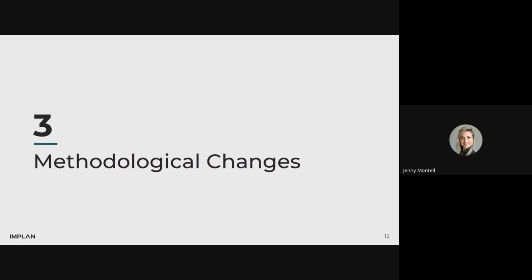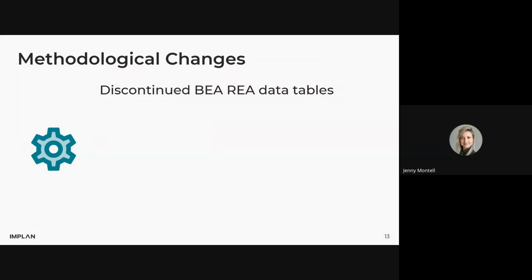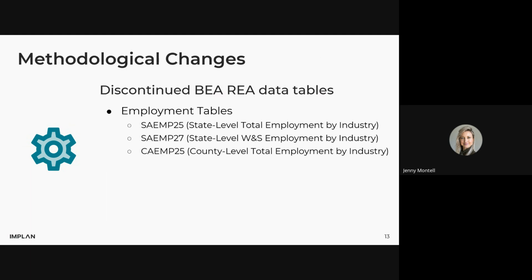Okay, and on to other changes that were incorporated this year. We'll now talk about some methodological changes. And the first of these was forced upon us because the Bureau of Economic Analysis discontinued some data tables from their product regional economic accounts. The first set of those tables that were discontinued were employment tables. And they're listed here: state level total employment by industry, state level wage and salary employment by industry, and then county level total employment by industry.